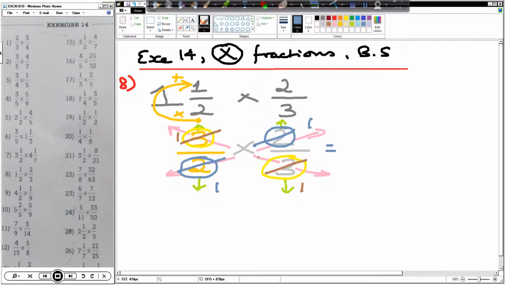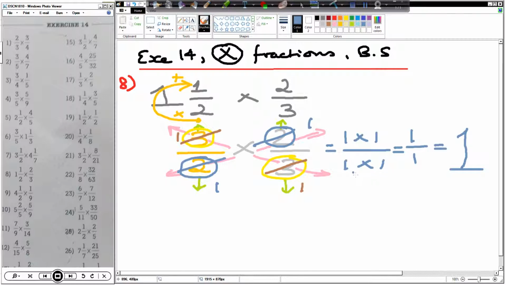So let's have a look what we got left. On the top we have left 1 times by 1. On the bottom we have 1 times by 1. That gives us 1 divided by 1, which is equal to a grand total of 1. So 1.5 times by 2/3 gives us an answer of 1. Okay, are we happy with that question?